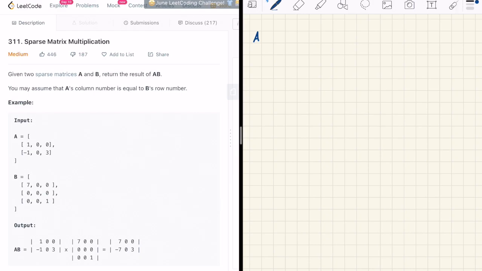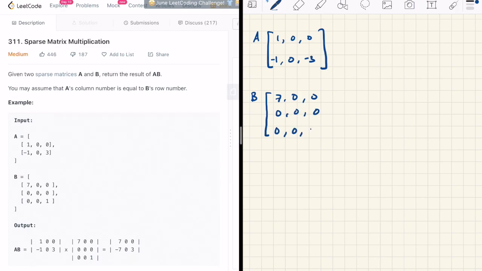So this is our input. A is 1, 0, 0, -1, 0, -3. And then B is, just to get us started here, 7, 0, 0, 0, 0, 0, 0, 0, 1. What we know about the matrices is that this is a 2 by 3 matrix, and this is a 3 by 3 matrix.